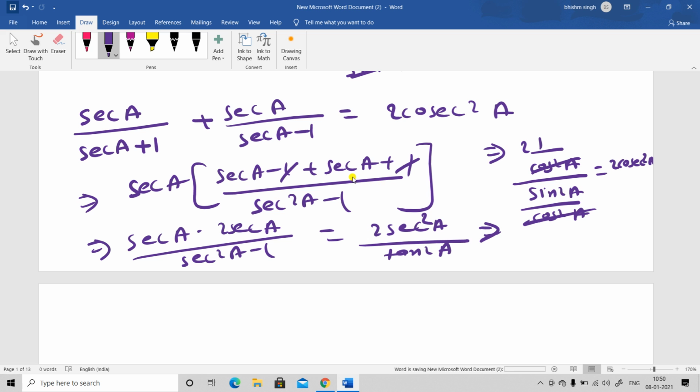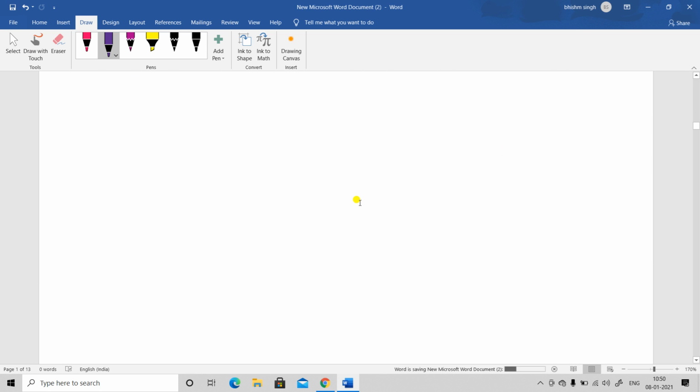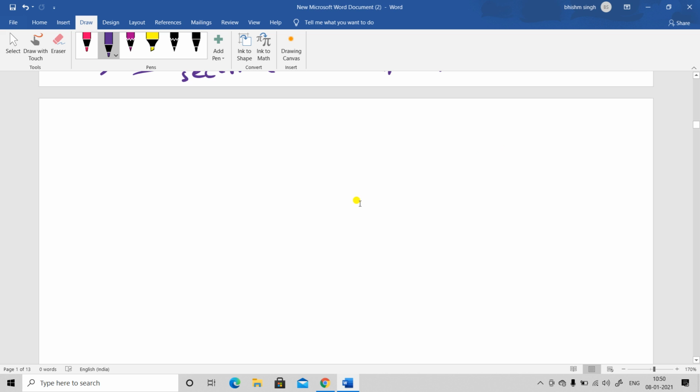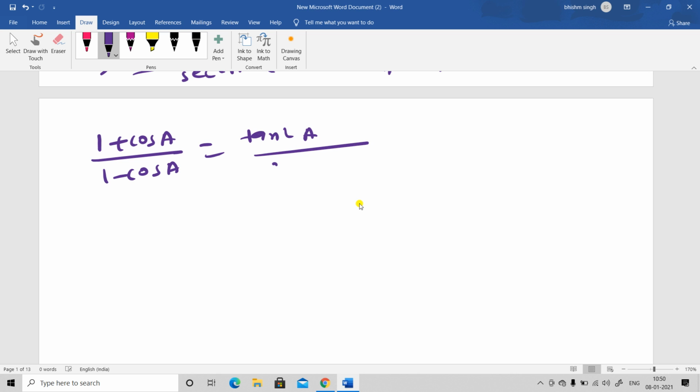So question number 26 is also over. Okay, now come to the next question. Next question is here, 27. 1 plus cos a and 1 minus cos a, that is equal to tan square a into sec a minus 1 whole square. Okay, so 1 plus cos a here, 1 minus cos a here. See, on this side I want tan.